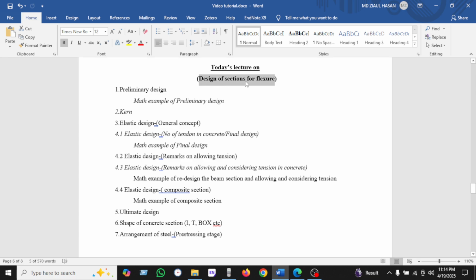And if we analyze the section, then we will find out stress, deflection, rotation, dead load, live load, like this. So in this part I will show the design, that means section depth, breadth and reinforcement required, area of reinforcement.